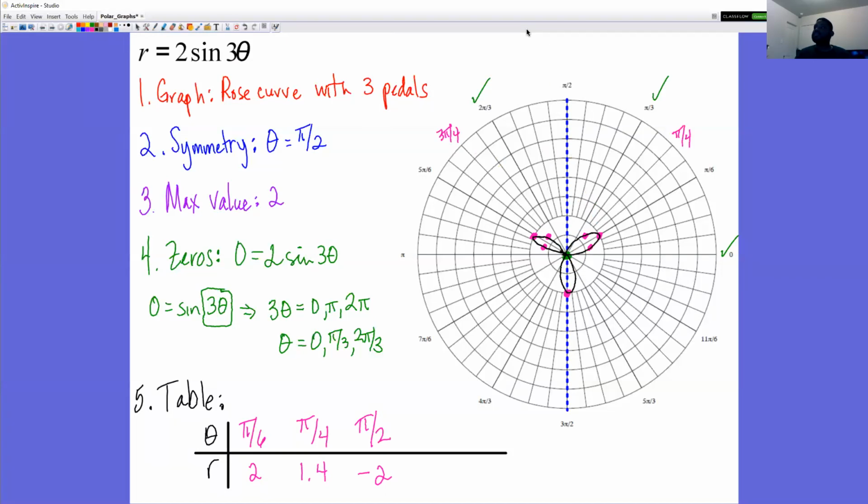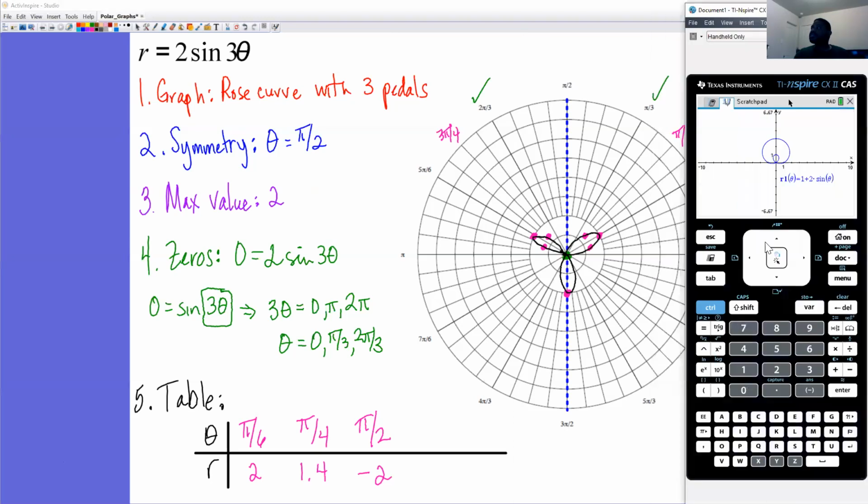You have a rose curve with 3 petals. Let's check our answer and see how well we did. 2 sine 3 theta. Again, same size, same shape. Again, looks like they match pretty well. Okay.